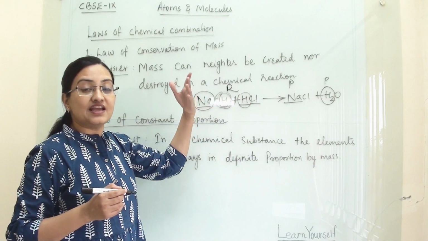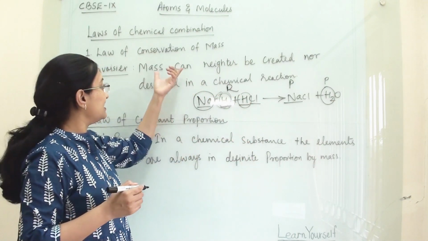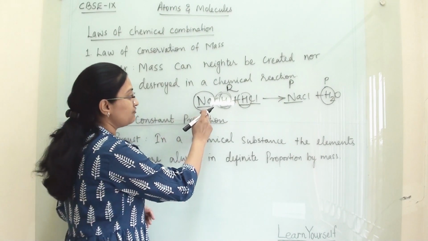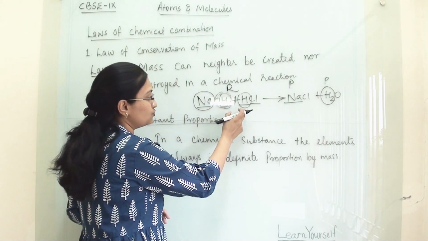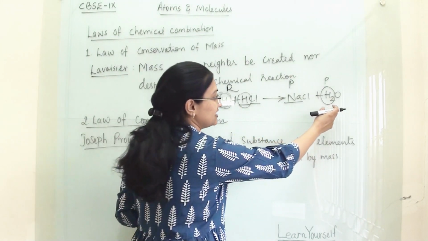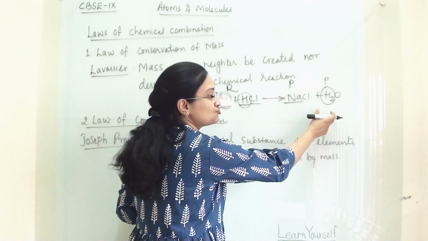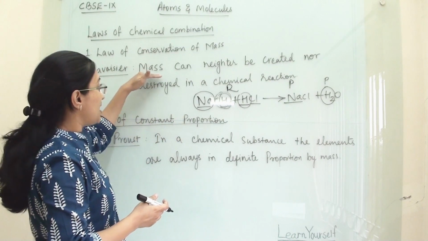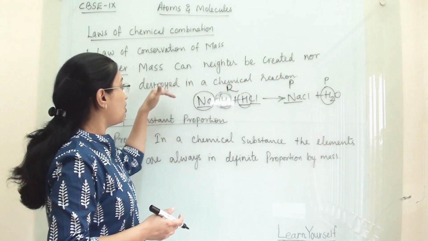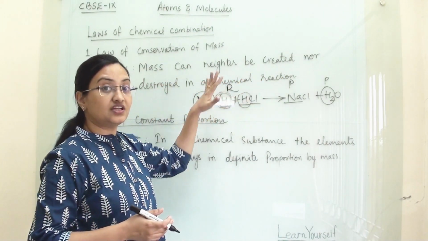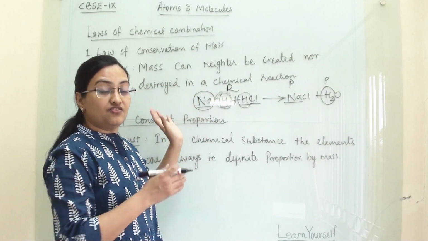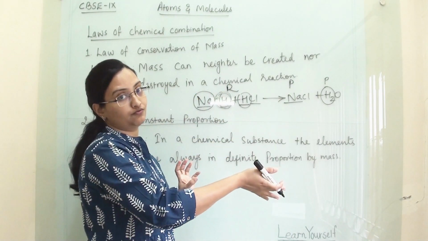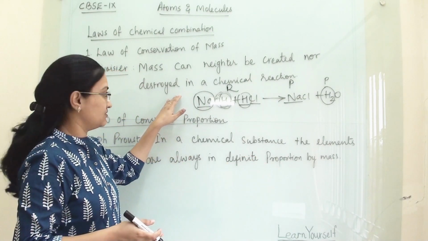We cannot create any matter or any mass, and we cannot destroy it. Destroy means if there are two hydrogens here, then it cannot become one. You cannot destroy any matter, you cannot destroy any mass. So mass can neither be created nor destroyed in a chemical reaction. It is only transferred from one form to another form. So that is a chemical reaction.